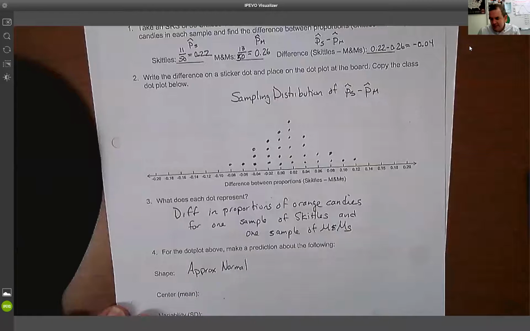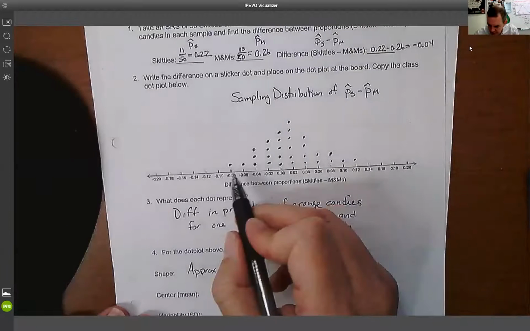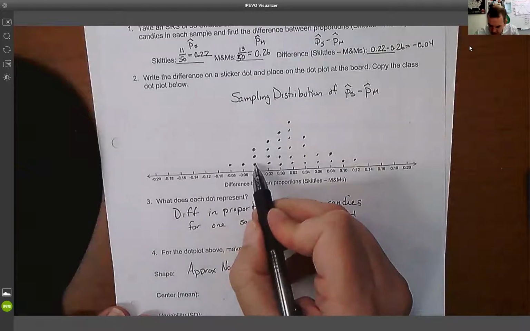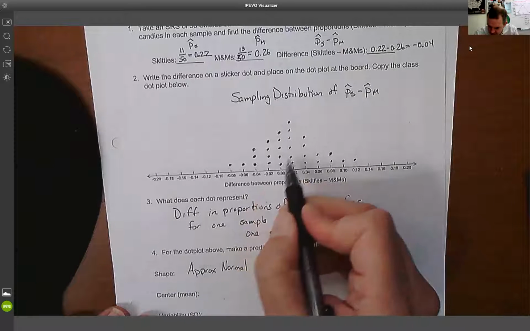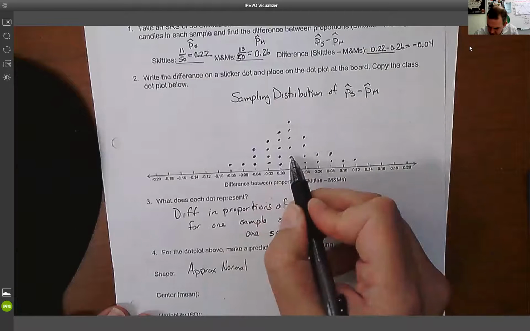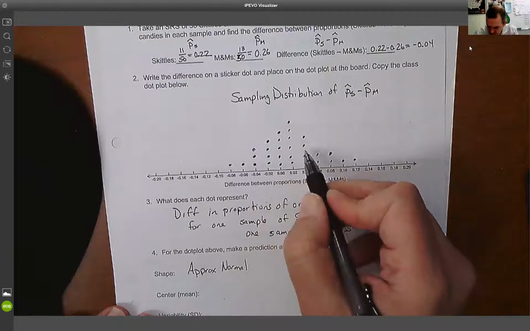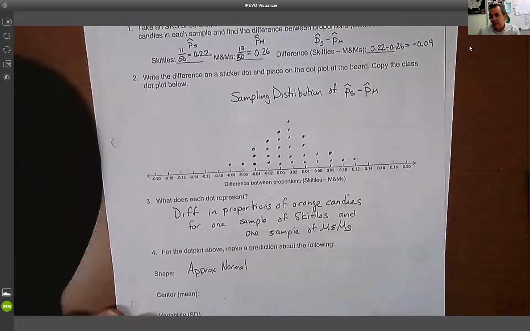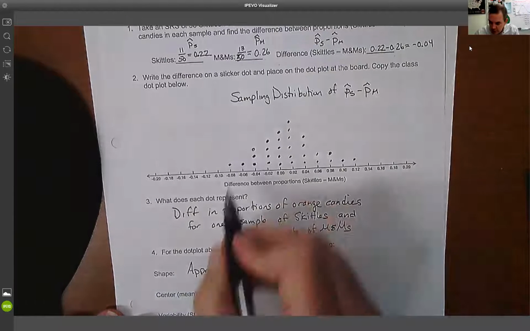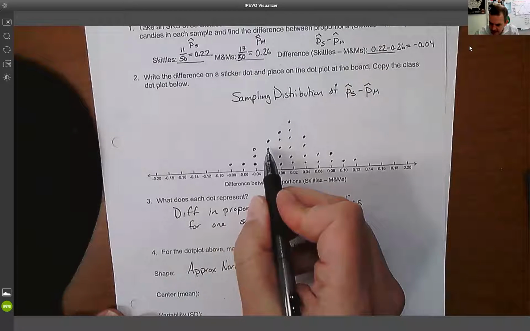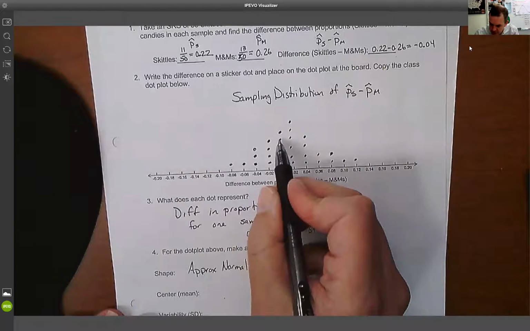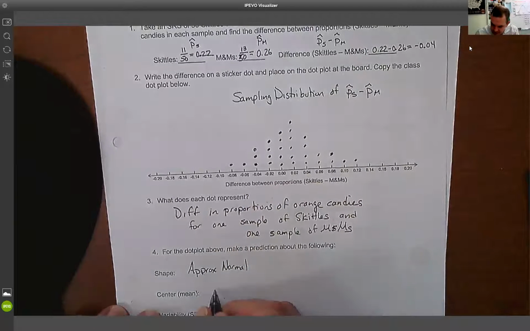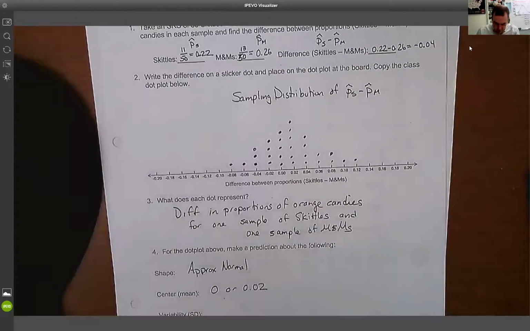And if I wanted to say what the center of this is, well, if I count the dots, 1, 2, 3, up to 30 dots there. So we've got 30 dots, so the middle one would be 15. Counting to 15, it looks like the center is right there at 0, or most likely at 0.02.